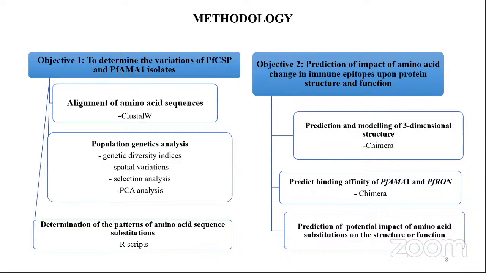Moving on to the second objective, which is prediction of the impact of amino acid changes in immune epitopes upon protein structure. We will first predict and model the 3-dimensional structures of our variants, and then also predict how they bind, especially PfAMA1 and how it binds to PfRON2, and also PfCSP and how it binds to T cells. And we'll also see the potential impact of the substitutions on structure or function.